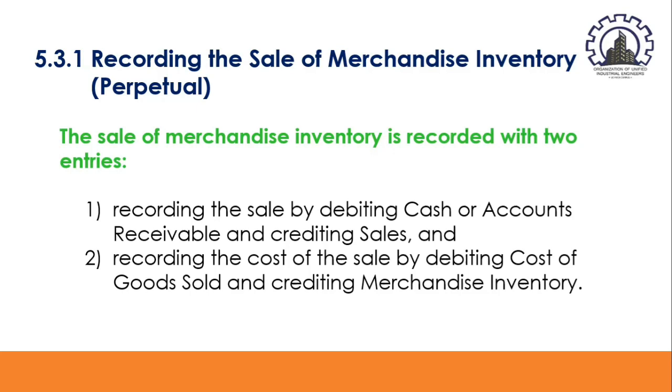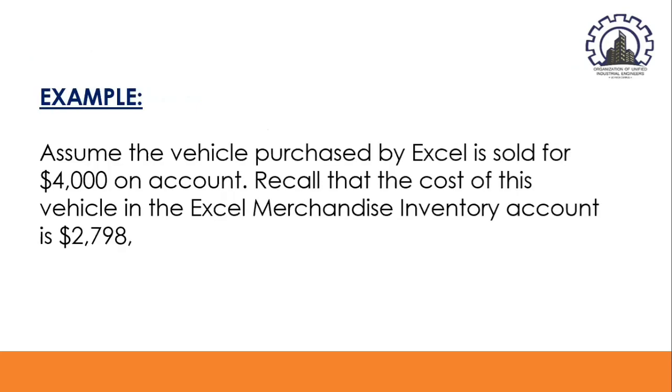And on the other hand, recording the cost of the sale by debiting cost of goods sold and crediting merchandise inventory. Now, in order for us to better understand this, let me give you an example. So, for example, assume the vehicle purchased by Excel is sold for $4,000 on account. Now, recall that the cost of this vehicle in the Excel merchandise inventory account is $2,798, right? Now, therefore, the entries to record the sale of merchandise inventory are as follows.